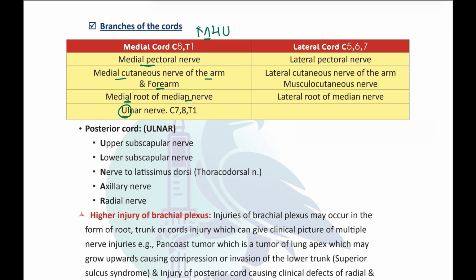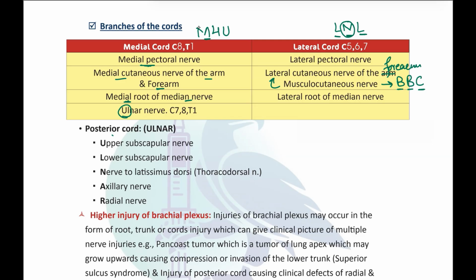From the lateral cord, we have the mnemonic LML: the lateral pectoral nerve, the musculocutaneous nerve, and the lateral root of the median nerve. The musculocutaneous nerve has the mnemonic BBC. It supplies the biceps brachii, brachialis and coracobrachialis, and later on it becomes the lateral cutaneous nerve of the forearm.